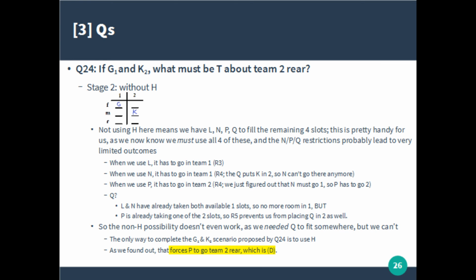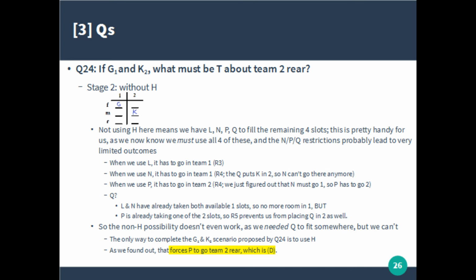Because we're methodically figuring out what we have left: if we're not using H, because that's the possibility that we're testing, we only have L, N, P, and Q. There are restrictions on L and on N that force both of those to go into team 1, so that means there's no more room left in team 1. And so P, because of that and because of other rule considerations, has to go into team 2. That leaves us with Q last, and we'd have to put Q somewhere in team 2 because of space reasons, but that violates a rule, so we can't do that.